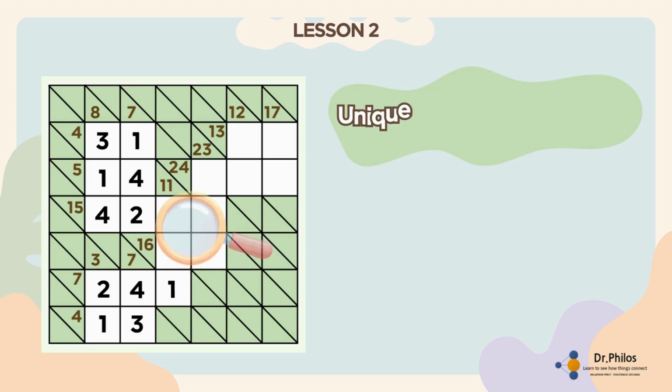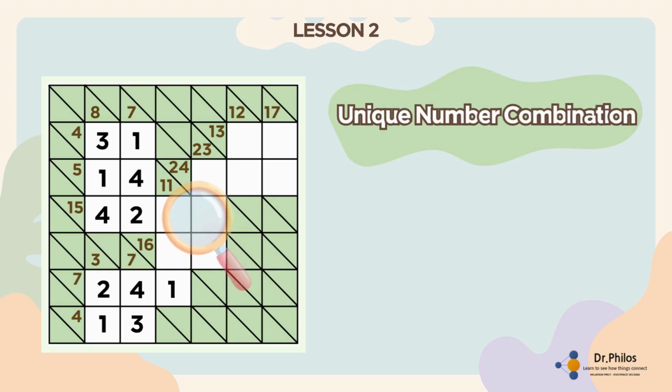Looking at the unique number combinations. There are 16, 17, 23, and 24. Which boxes are influenced by them? There is 3, 7 where the 24 line and the 17 line meet. And 5, 5 where the 23 line and the 16 line meet. Which one should we do first?